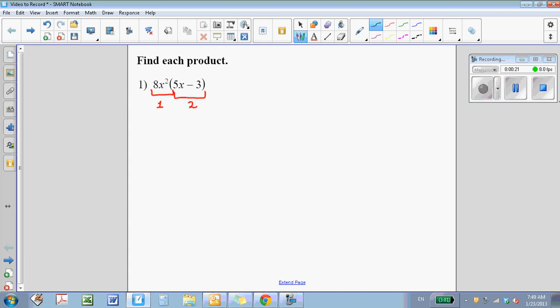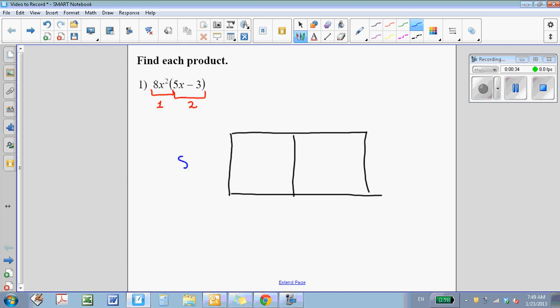So when we create our box or our rectangle, we need one row and two columns. So our 8x squared will go here, and then our 5x minus 3, each term will have its own place, will go here. So remember, we're thinking of this as finding the area of a rectangle that has this length and this width. So what we're going to do is find each individual area.